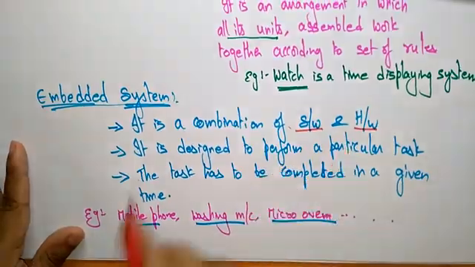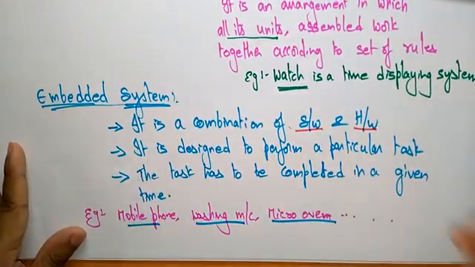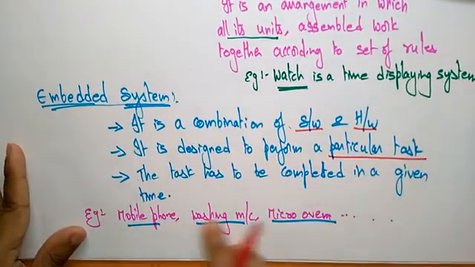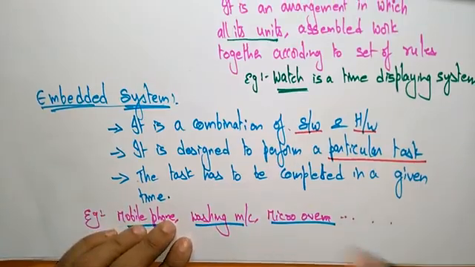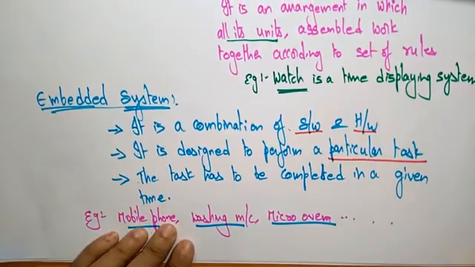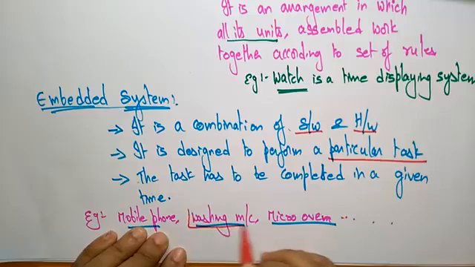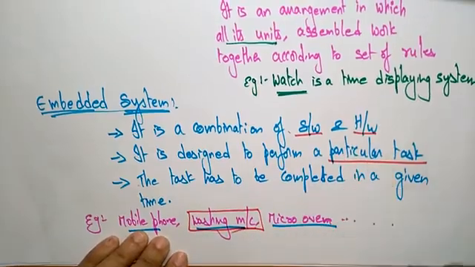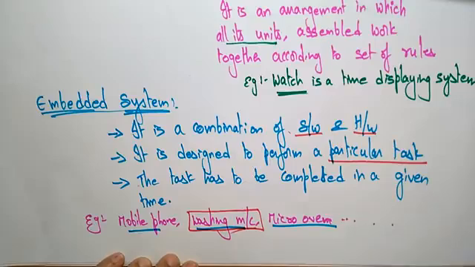And here I am saying it is designed to perform only a particular task. So whatever the system you have taken, that system is working only to perform a particular task. So what will the washing machine do? The washing machine will perform only one single task. What task? It is used to wash the clothes. That's it.